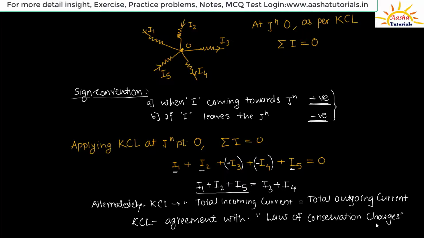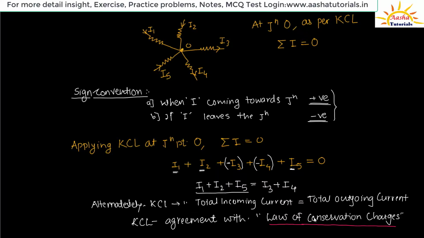Either the charges may transfer to another body, or it can gain from another body, but the total charge overall remains constant. And current, as you know, means rate of flow of charge. So whatever net charges are flowing towards the junction, the same charges are leaving the junction. That's why we can say Kirchhoff's current law is in well agreement with the law of conservation of charges. Remember, this is very important. Sometimes MCQs are asked based on that. I hope you understood Kirchhoff's current law.